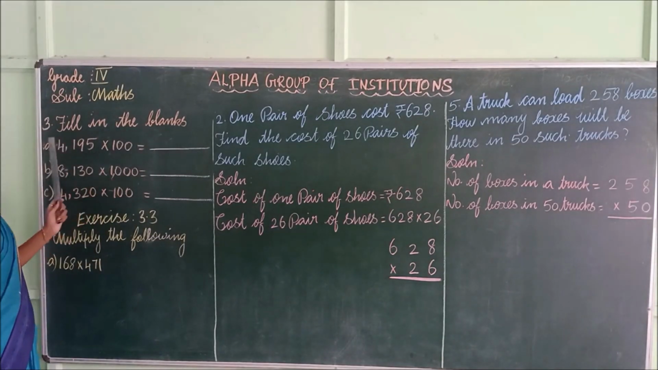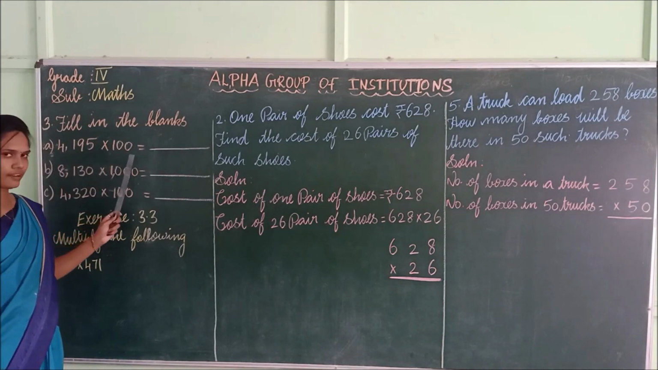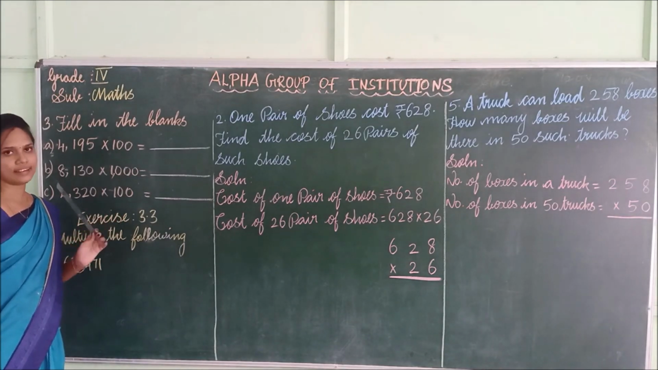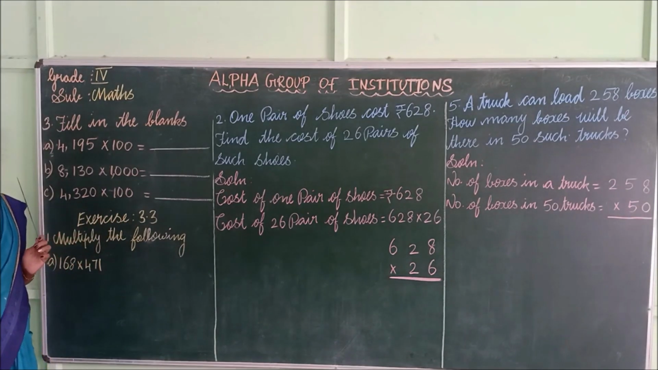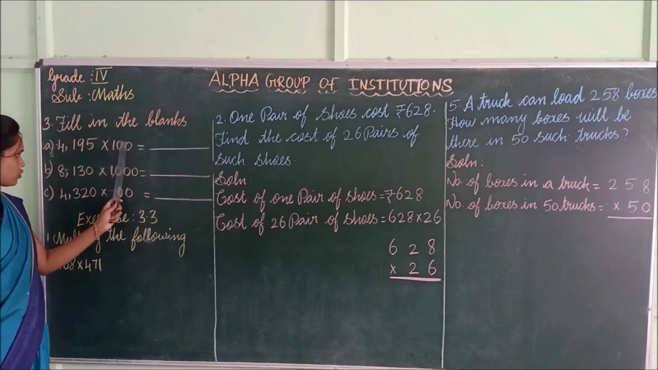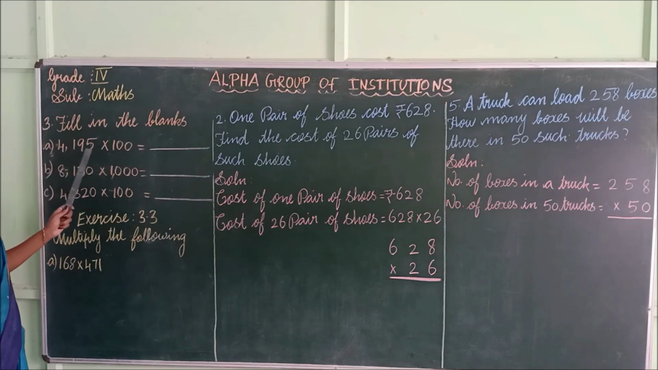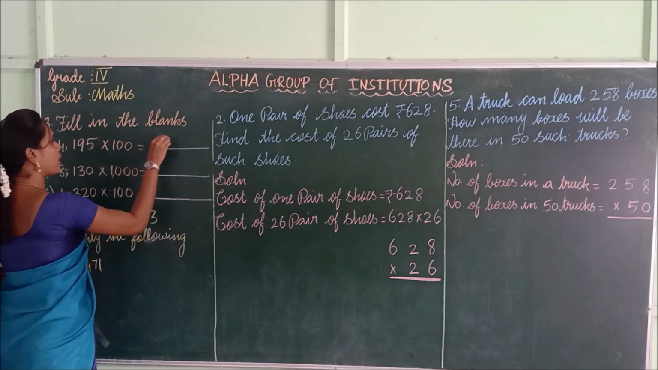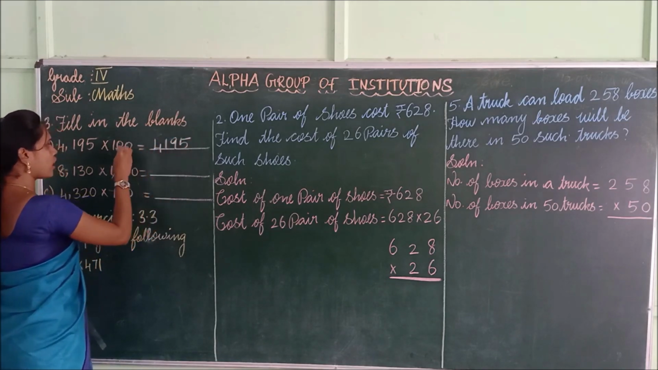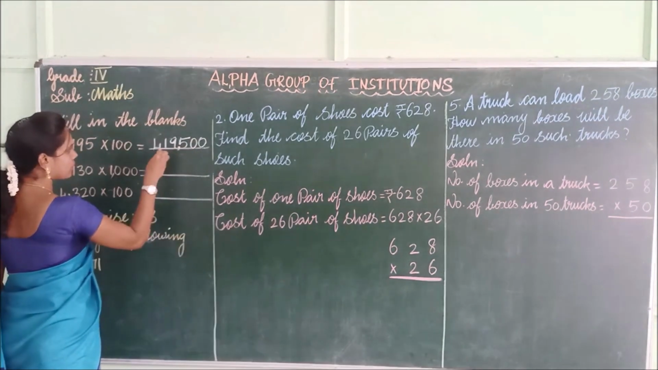Fill in the blanks. See the first problem. 4,195 into 100. So you already know this is direct multiplication. If it is 10, 100, 1000 means you can multiply directly. Okay. See, ignore the, here you have 2 zeros. Ignore that 2 zeros and multiply this number with 1. Okay. So if you multiply this number with 1, you will get the same number, that is 4,195. At last you can add this two zeros.